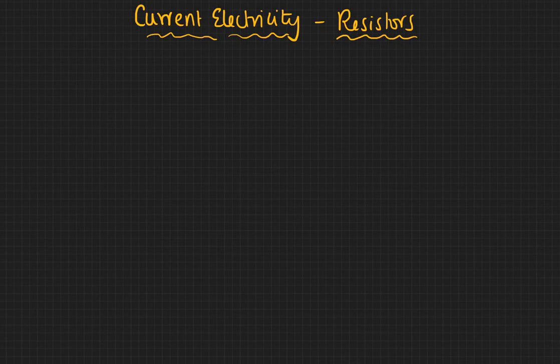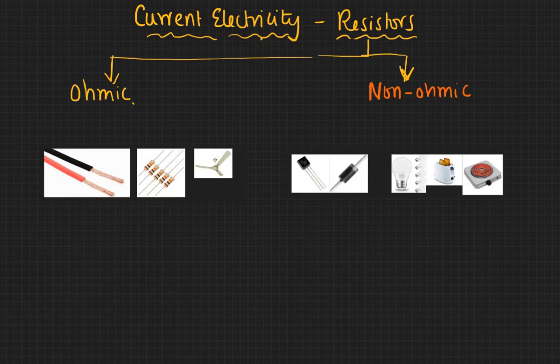In this video we're going to understand about resistors. So first let's talk broadly about what are the different categories of resistors. You can categorize resistors into ohmic resistors and non-ohmic resistors. Ohmic resistors are ones that follow Ohm's law.